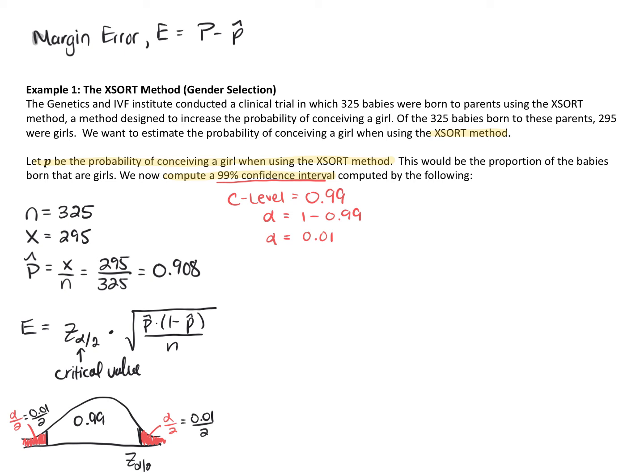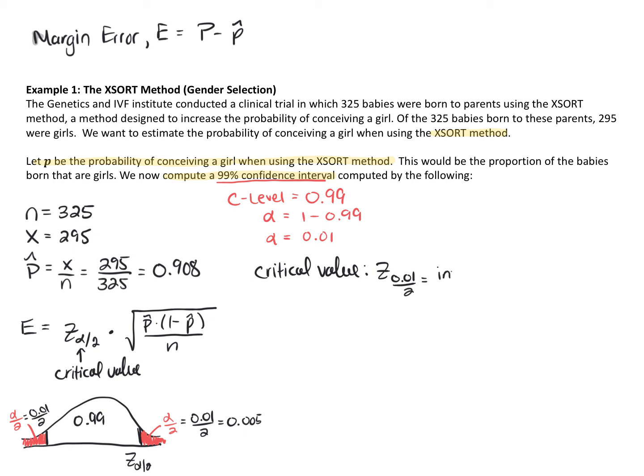Okay, and so the area of each tail, this red shaded region, has an area of 0.005. All right, so there's a lot of work that we have to do here to get to our critical value. To find your critical value, I'll write it up here. We want to find z sub alpha. So alpha in this problem is 0.01 divided by 2.